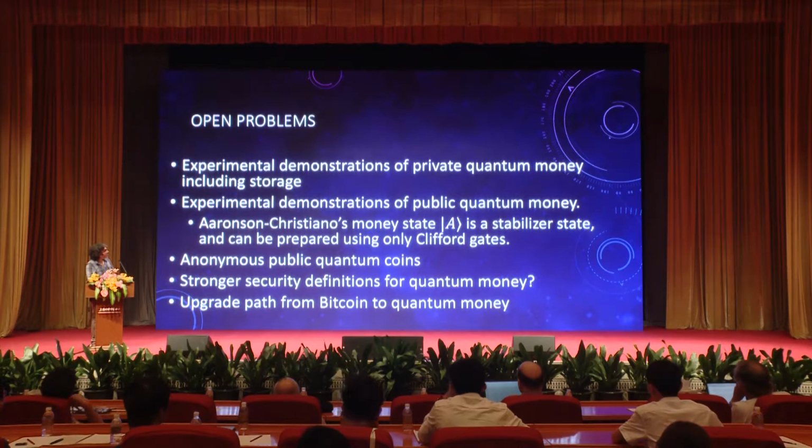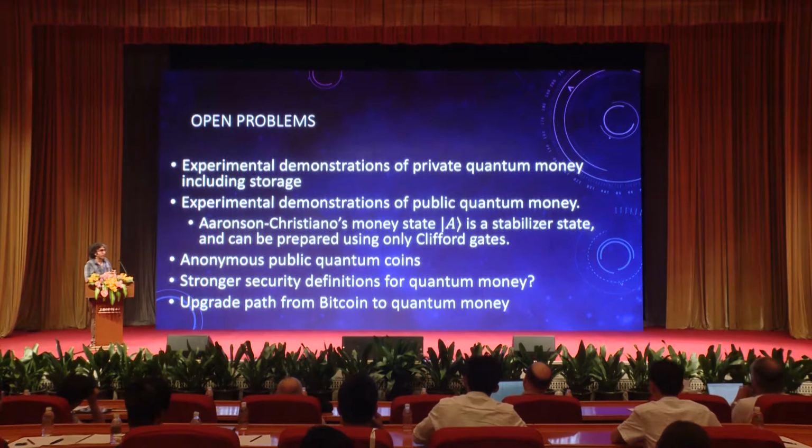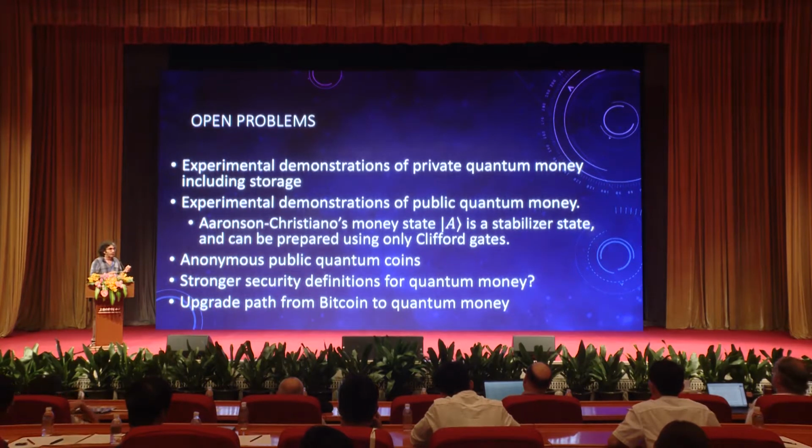And the Aaronson-Christiano scheme that I mentioned has this neat feature that the quantum money state is a stabilizer state, so it can be generated using the Clifford gates. In other words, it does not require a universal quantum computer. So if anyone here has a setup in which you can apply Clifford gates, then you can do it easily.